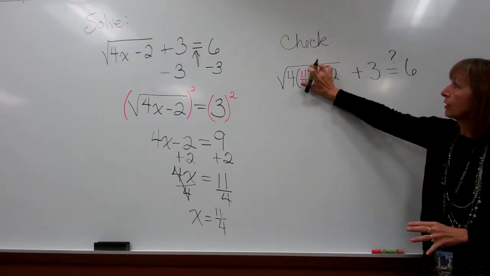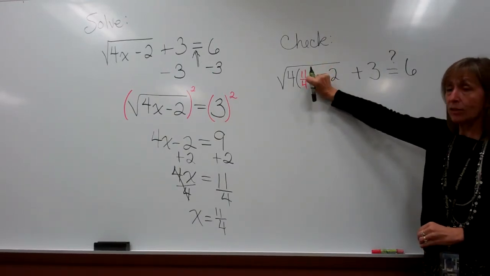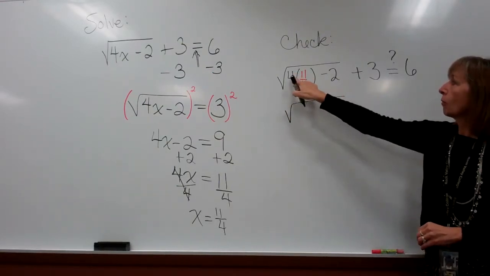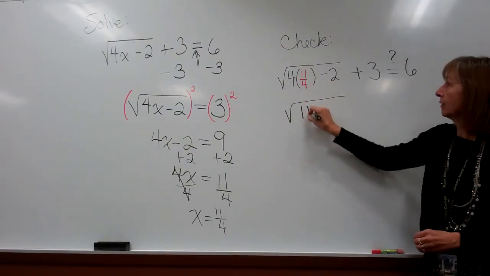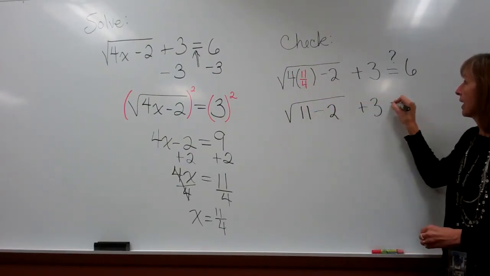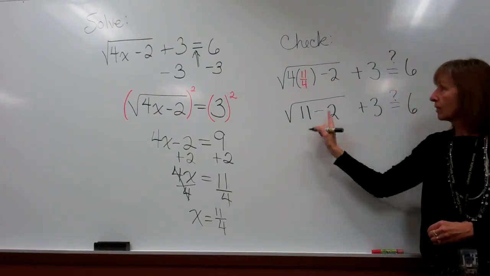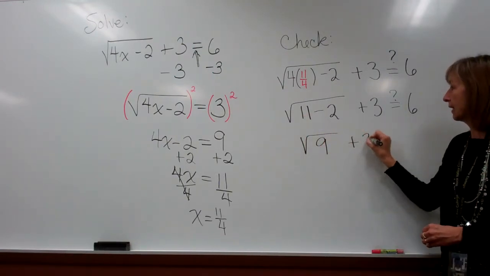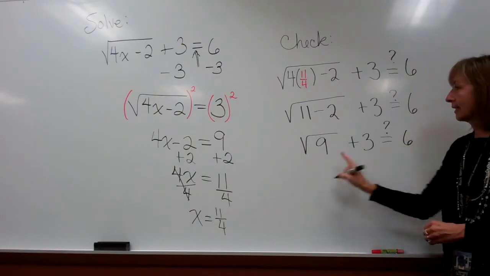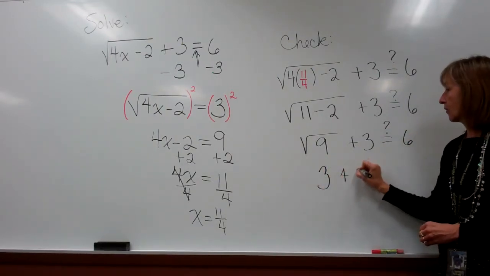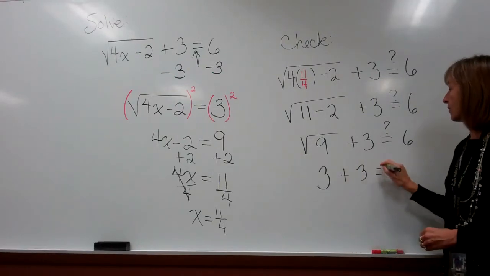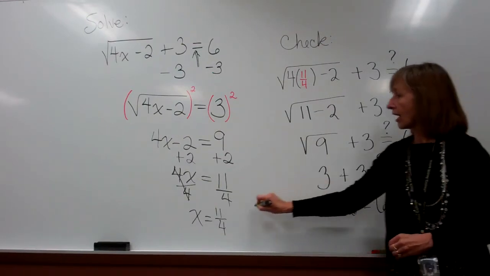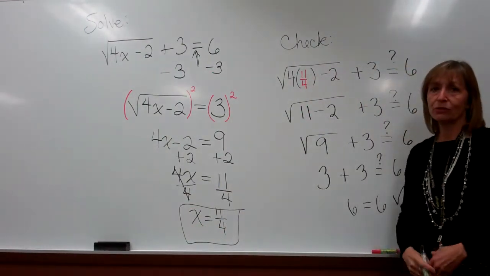So order of operations, we're going to do inside the grouping symbol first, and inside the grouping symbol I don't have any exponents, but I do have a multiplication. So I have the square root of 4 times 11/4, which is just going to be 11 there, and then minus 2, and then plus 3, and I want to know if that comes out to be 6. Well, still under the radical, I need to take 11 minus 2, so that's the square root of 9 plus 3. Does that come out to be the same as 6? Square root of 9 is 3, so 3 plus 3, I want to know if that comes out to be the same as 6, and 3 plus 3 is 6. So yes, that checks. Our x equals 11/4 is the solution to this equation.